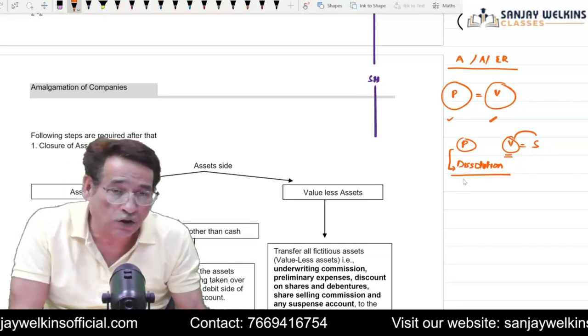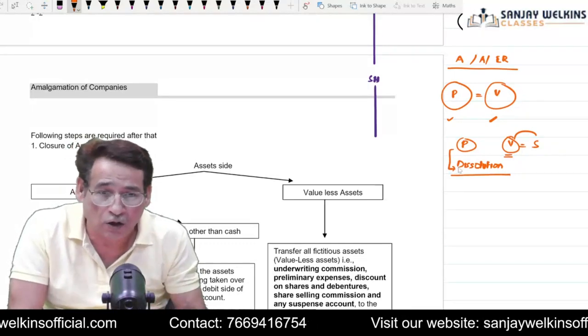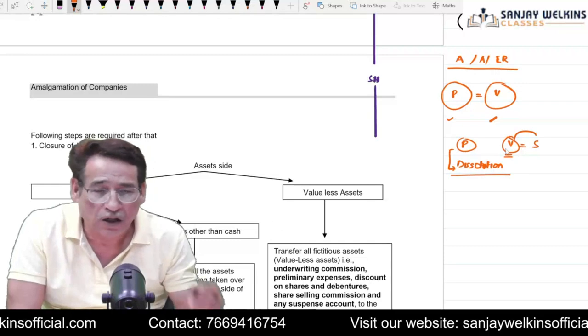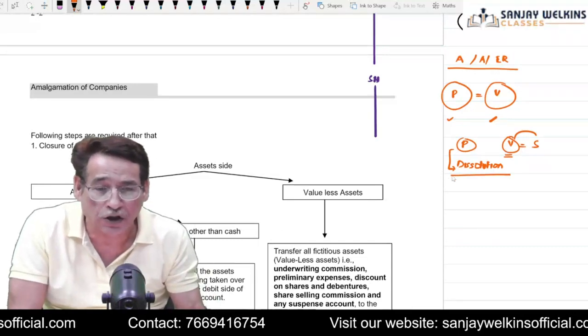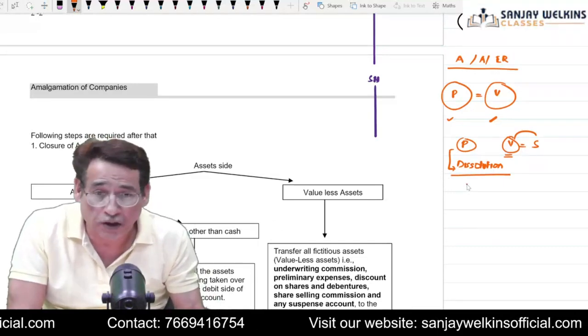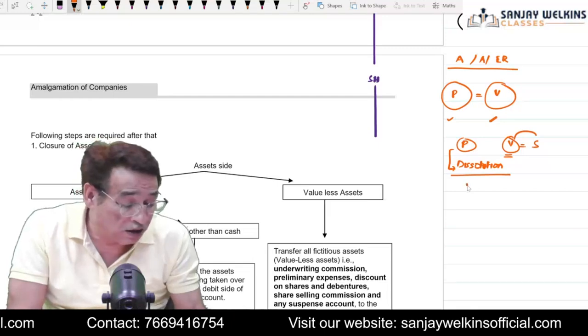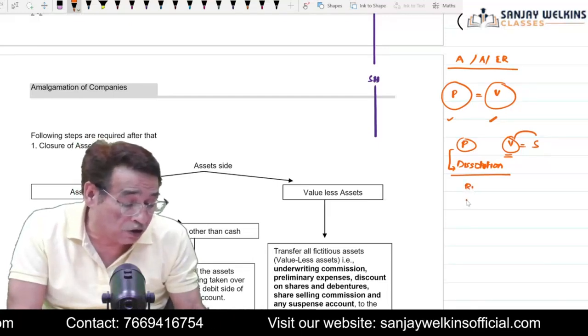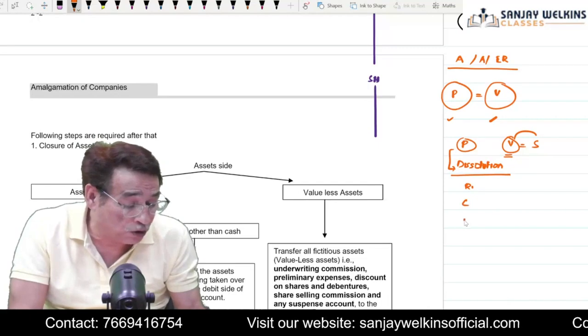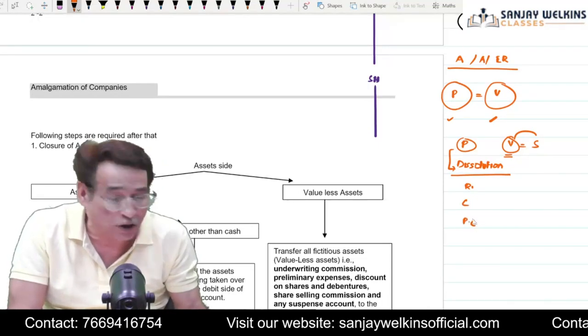So under dissolution, you have prepared accounts and you know the accounting. Similar is the situation here. If you remember in your earlier phases of education under dissolution, when a company used to get dissolved, then it used to prepare accounts like realization account, cash account, and of course, owners account, that is partners capital account.